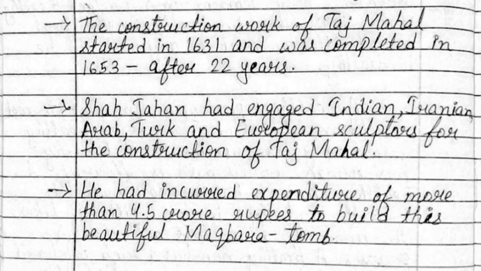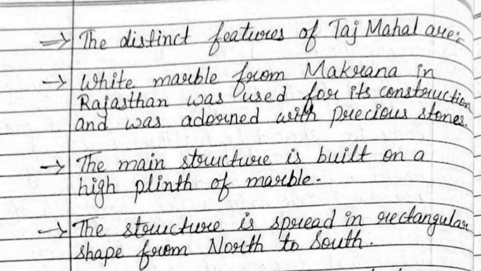Shah Jahan had engaged Indian, Iranian, Arab, Turk, and European sculptors for the construction of Taj Mahal. He had incurred expenditure of more than 4.5 crore rupees to build this beautiful maqbara or tomb. The distinct features of Taj Mahal are: white marble from Makrana in Rajasthan was used for its construction and was adorned with precious stones. The main structure is built on a high plinth of marble.